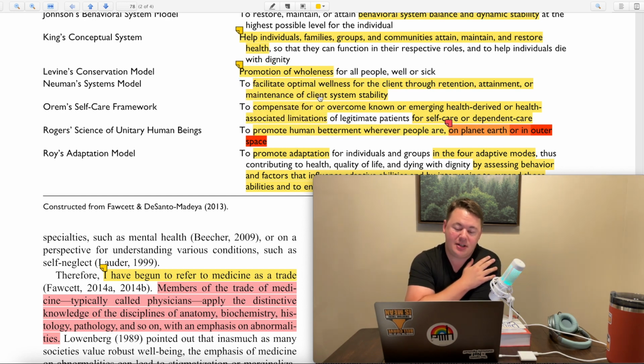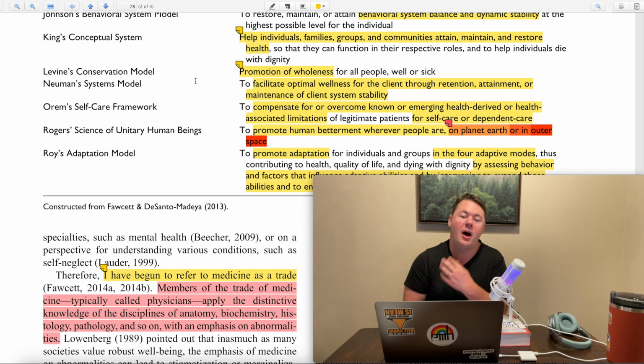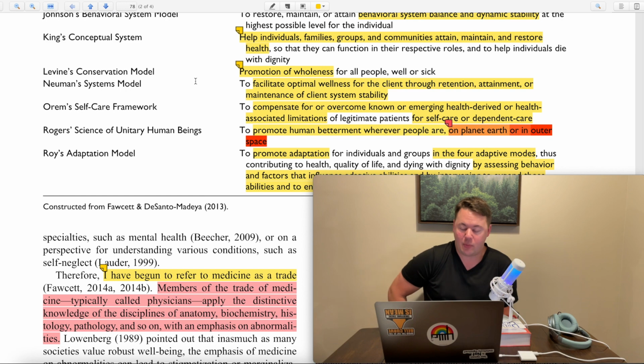Newman systems, quote, facilitate optimal wellness for the client through retention, attainment, or maintenance of client system stability. I don't know what client system stability means, but again, that's not the point. This paper is trying to make some other kind of argument. Orem's self-care framework, quote, compensate for or overcome known or emerging health-derived or health-associated limitations for self-care or dependent care. Let's set aside the self-care, dependent care thing for a moment, which you actually can't do with Orem's self-care framework. But let's just set it aside. What is a health-derived or health-associated limitation?